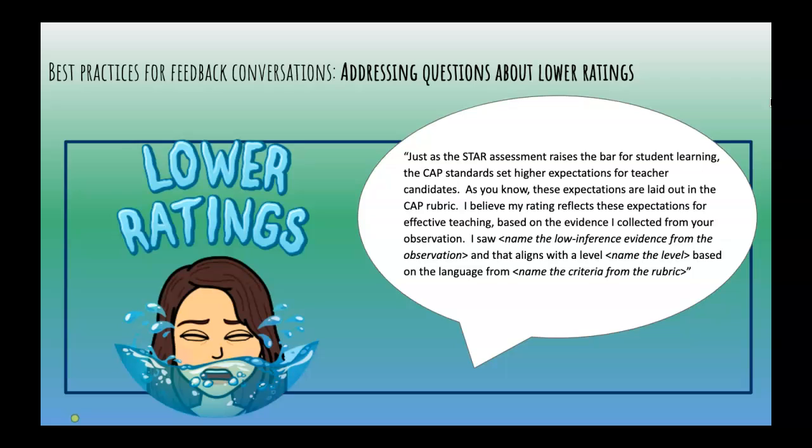I saw students were engaged in the lesson at the beginning, but they became distracted and off task, and that aligns with a needs improvement level based on the language from the CAP rubric, which states, "Develops lessons with only some elements of appropriate student engagement strategies, pacing, sequence, activities, materials, resources, and grouping."